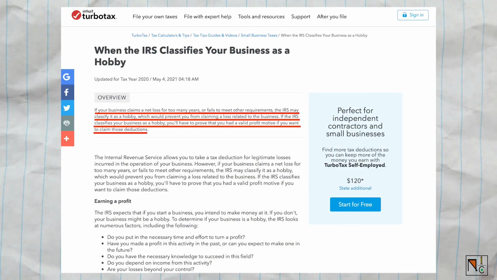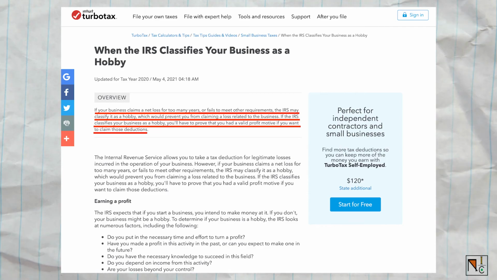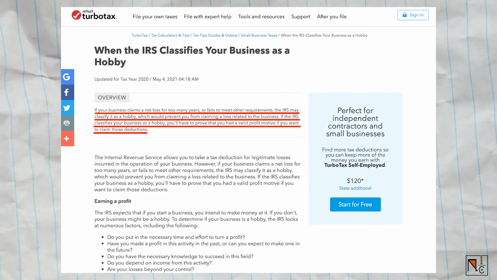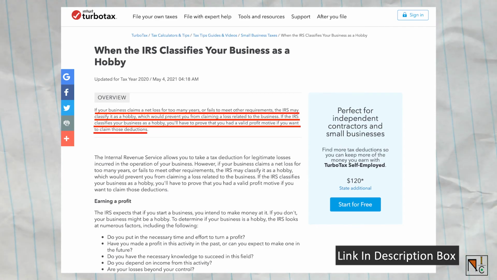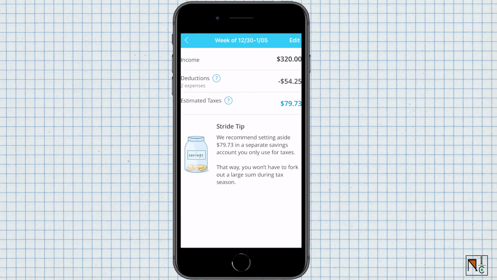So what happens if your business is not reflecting a profit? Well, in some cases, then that just means you don't owe any taxes because you didn't make any money. But in other cases, if you happen to keep doing that over a period of time, if your business keeps claiming a net loss for too many years or fails to meet other requirements, the IRS may classify it as a hobby. And that's what we want to avoid. And that would prevent you from claiming any additional business expenses.